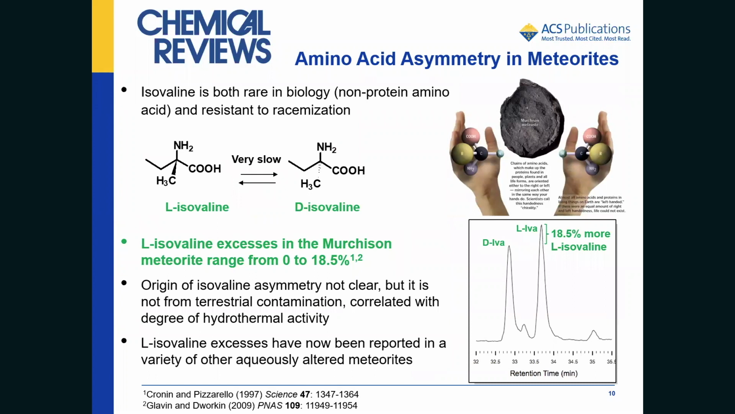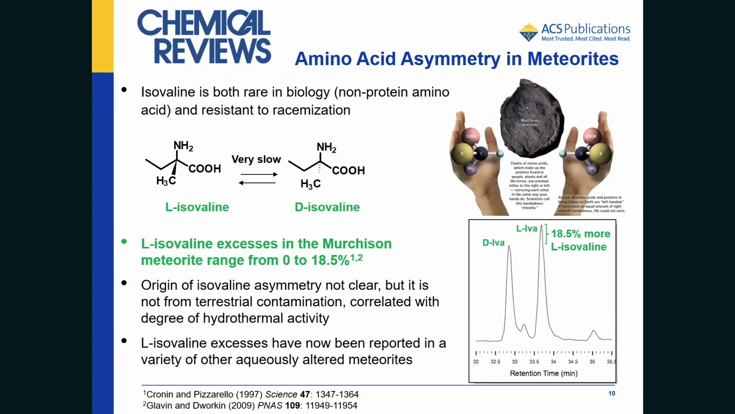Actually, Cronin and Pizzarello made these measurements and reported these L excesses back in 1997. I remember it was very controversial at the time, and GCMS measurements were used to make it; it hadn't been independently confirmed. It wasn't until 2009 that we developed an approach to measure this using liquid chromatography mass spectrometry, and again, we were able to confirm these results. Just really incredible. The origin of the asymmetry is not clear. I'll talk about maybe one hypothesis for how it may have formed. But what we can say is it's not from terrestrial contamination.